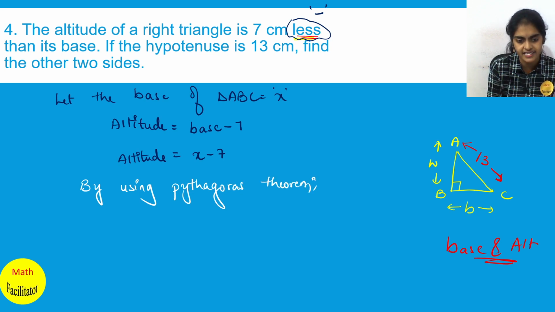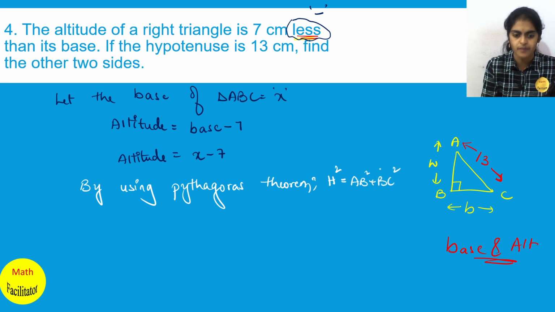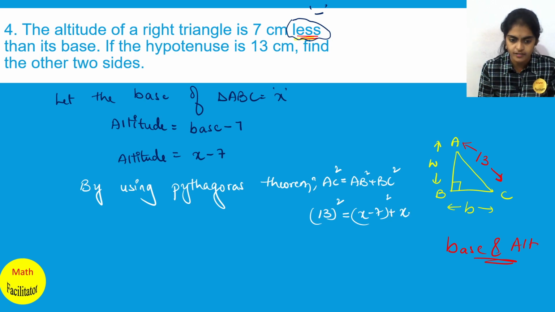Pythagoras theorem states that hypotenuse square is equal to the sum of the squares of the other two sides. So the other two sides are AB square plus BC square. Hypotenuse is AC. So AC square is equal to AB square plus BC square. What is AC? AC is 13. Hypotenuse is given as 13 in the question. That is equal to AB, which is nothing but the altitude. Altitude is x minus 7, so x minus 7 whole square, plus BC is the base. You have taken the base as x, so x square.